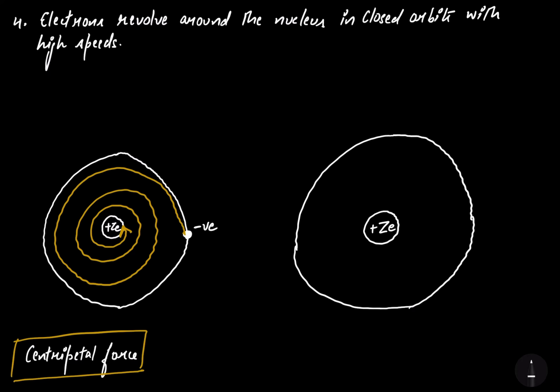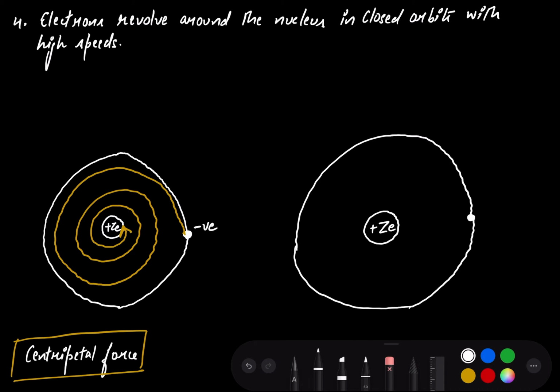So that is my circular orbit. Assume your electron is here. Now what is the centrifugal force? The centrifugal force is the force which throws the body out of that circular path.